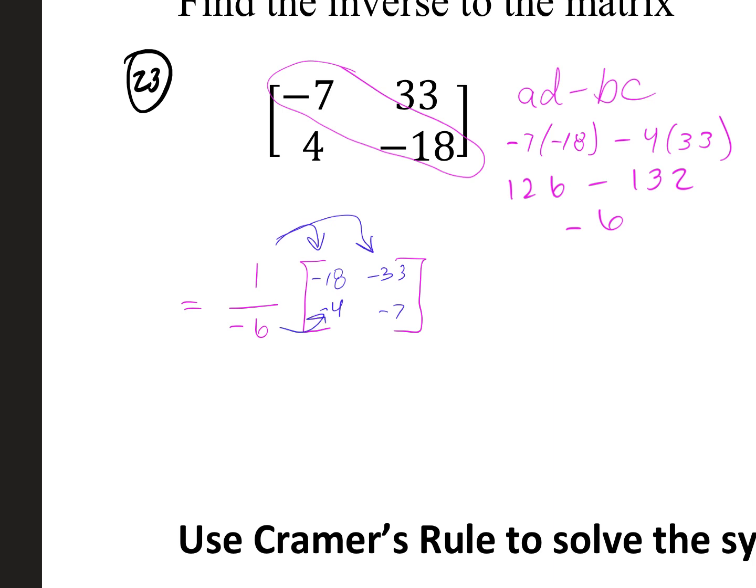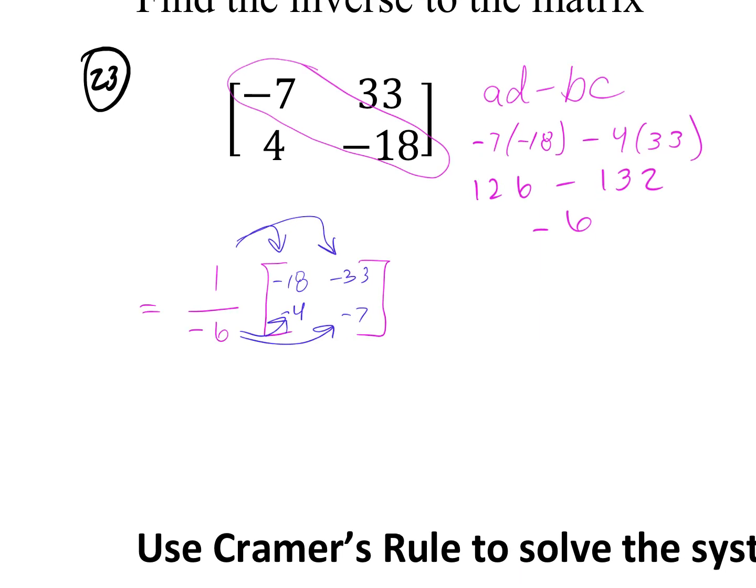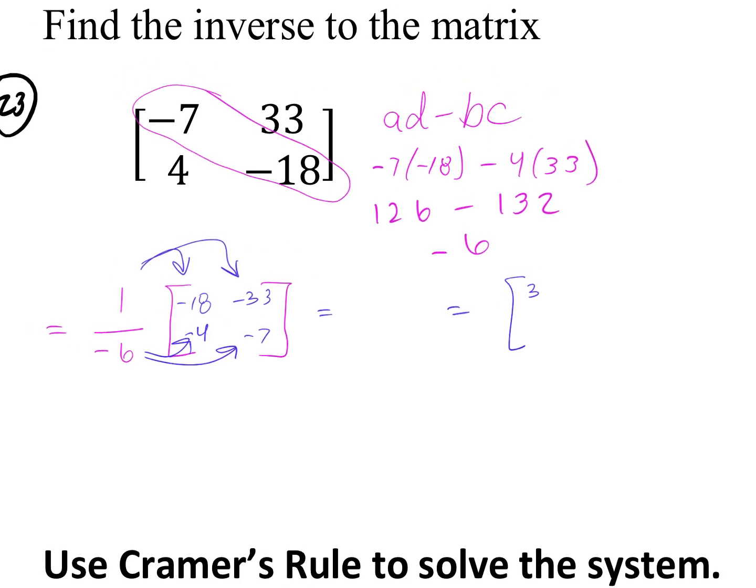And now what do I do? Now you distribute. So if I have negative 18 divided by negative 6, what does that give me? 3. Negative divided by negative is a positive, so here is this 33 over 6. Negative 1 6 times negative 4, what does that give me? 4 over 6, which is 2/3. And then positive 7 6.